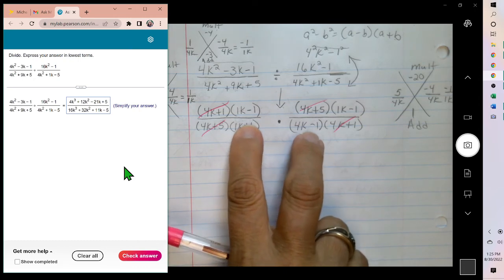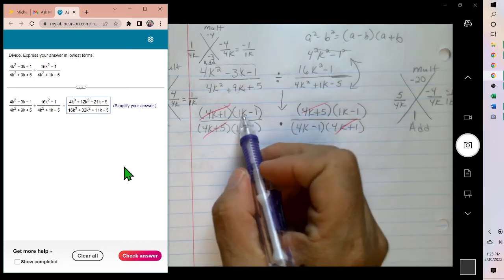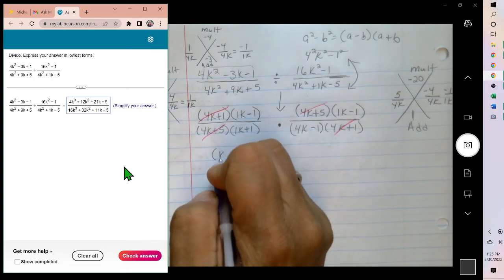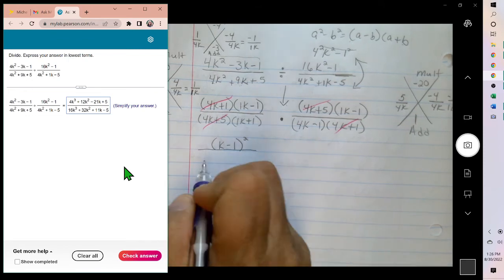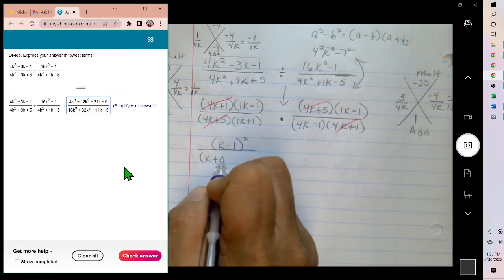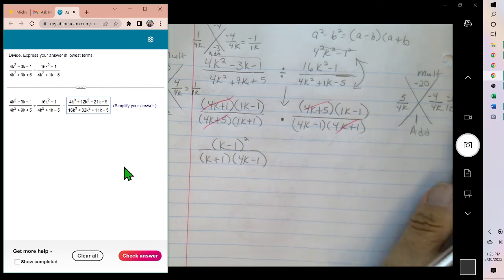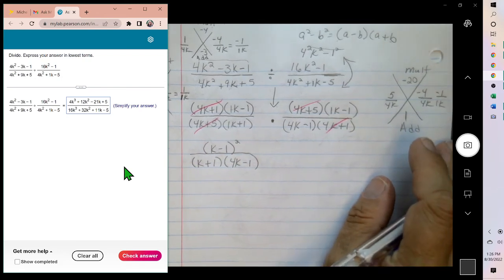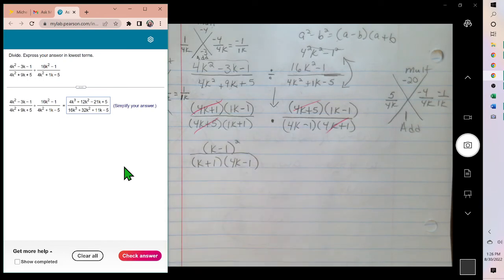And so your answer would be, there's two of them, k minus 1 squared over k plus 1 times 4k minus 1. And that would be your final answer.